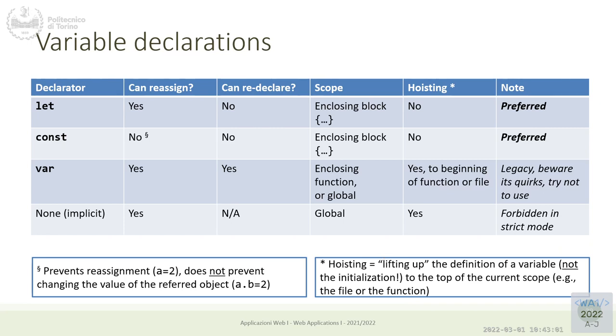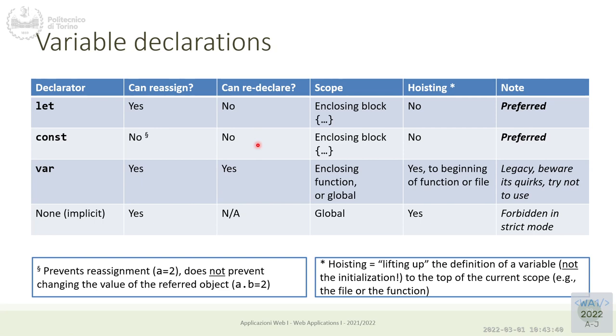This is a table trying to compare the different ways of declaring a variable. So let and const, you see that they are identical except for being able to reassign the same variable to a new value, yes or no. Remember, you cannot change the assignment, but you can change the value of the object that you are currently pointing to. Right now, we don't know how to do that because we don't know arrays or objects yet, but in a moment we will.